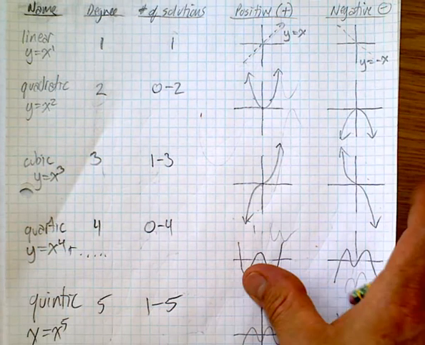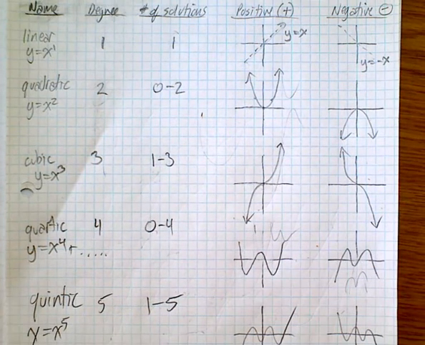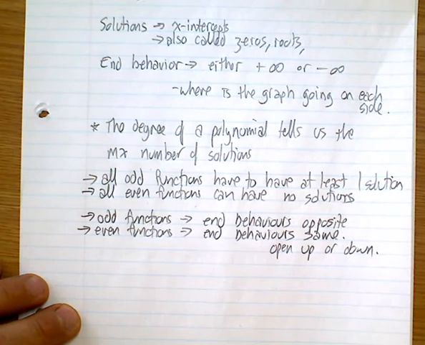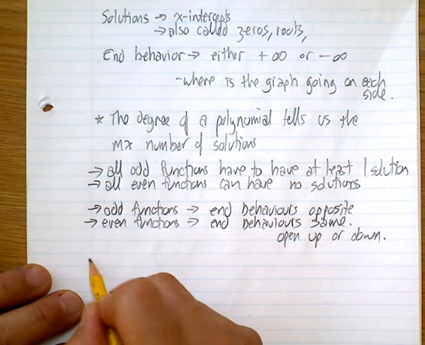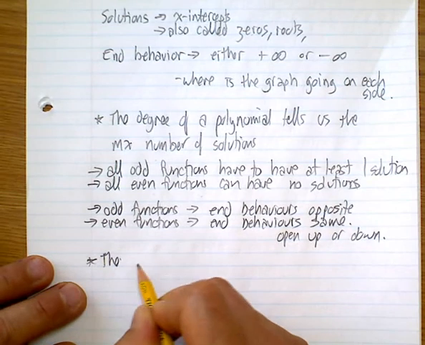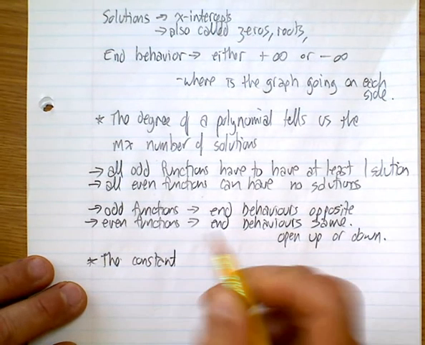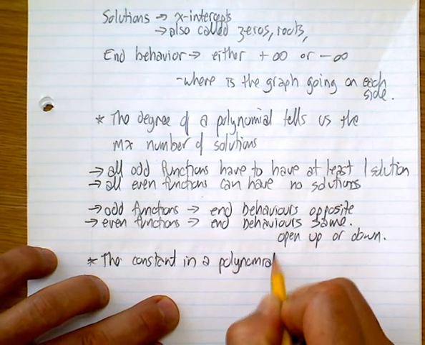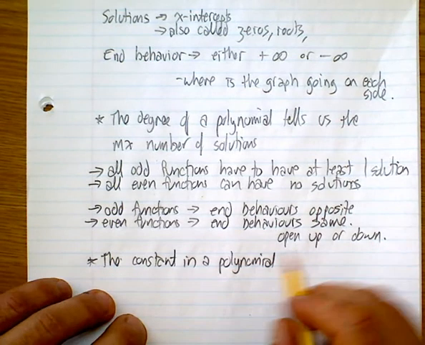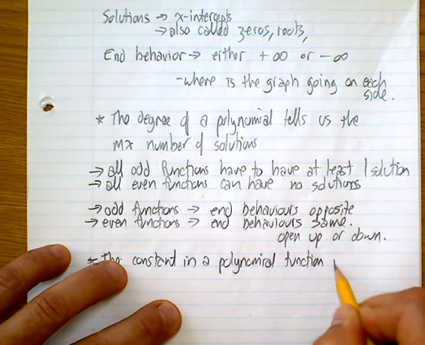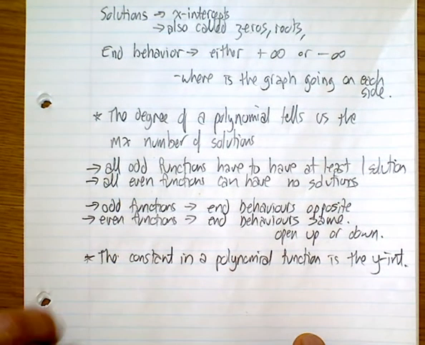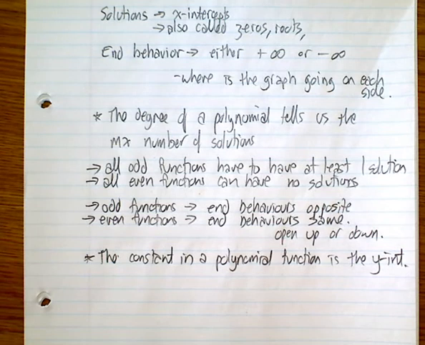Now, what else do we have to look at here? We've got a couple other points that I wanted to bring up. We often get our functions in factored form. Let's look at a couple points here. The constant in any given polynomial function is always the y-intercept. We talked about the number of turns, right?